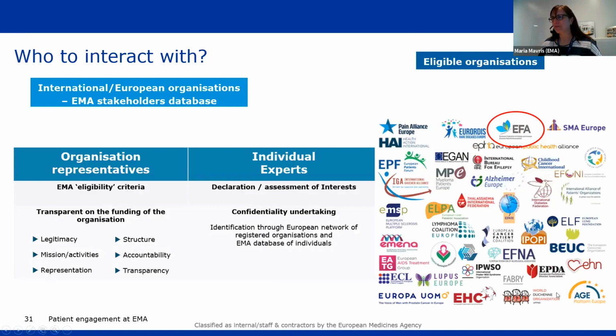So here you can see the logos of the eligible organizations that we work with. These are all published on our website, and all of these organizations fill the criteria listed here under organization representatives, the EMA eligibility criteria, which are transparency on the funding of the organization, the structure, accountability, representation, the missions and activities. They're all listed here, so you can have a look at that. And as I said, for individual experts, an individual will have to declare any competing interests that they have, and you'll hear more about this in the next presentation from Erna, so I won't say much more about that.